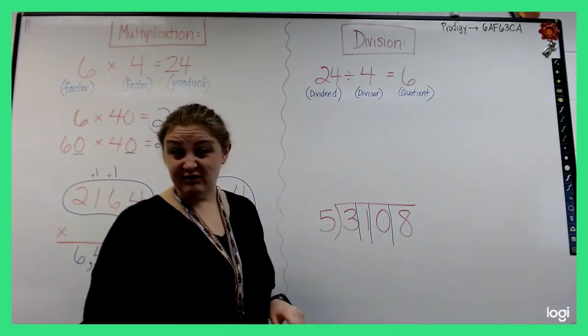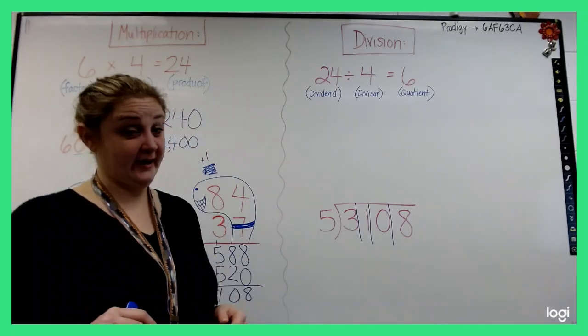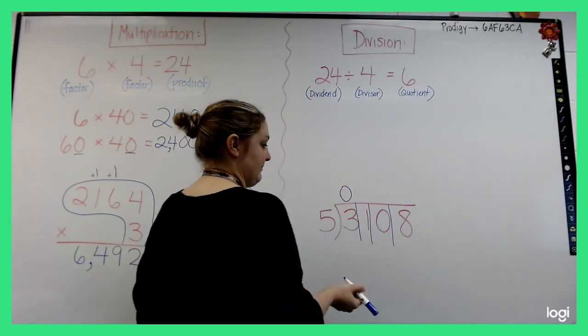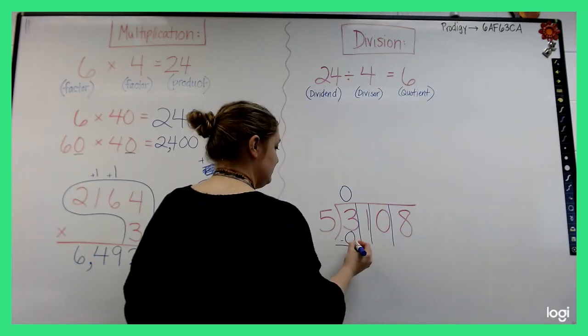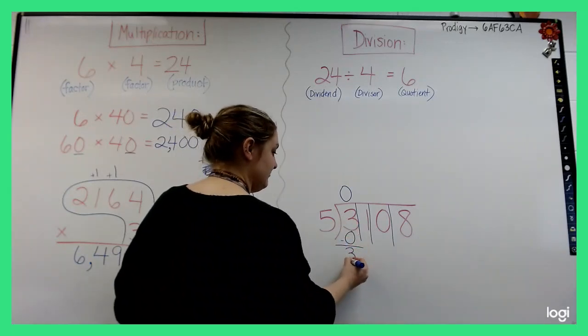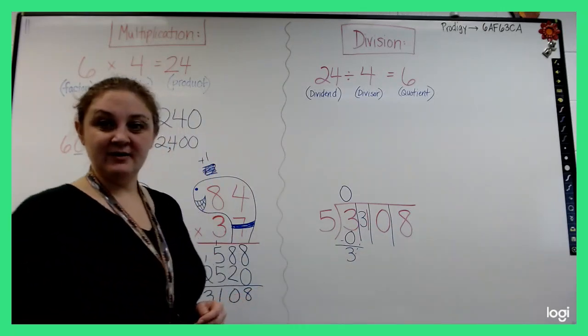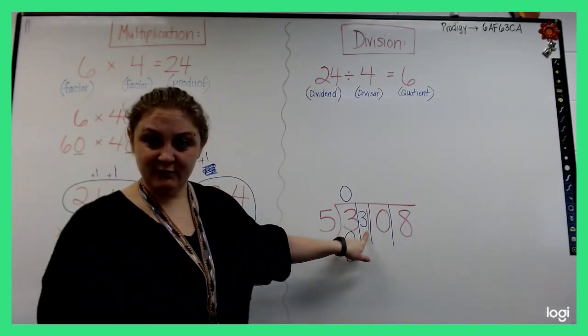5 won't go into 3 no matter how hard we try unless we split it into partial pieces, and that's not what we're doing. So 5 is bigger than 3. It won't work. We put a 0 on the top. 0 times 5 is 0. 3 minus 0 is a 3. So I get to send that on up here to join my 1. So now we can think, how many 5s will go into 31 without going over?